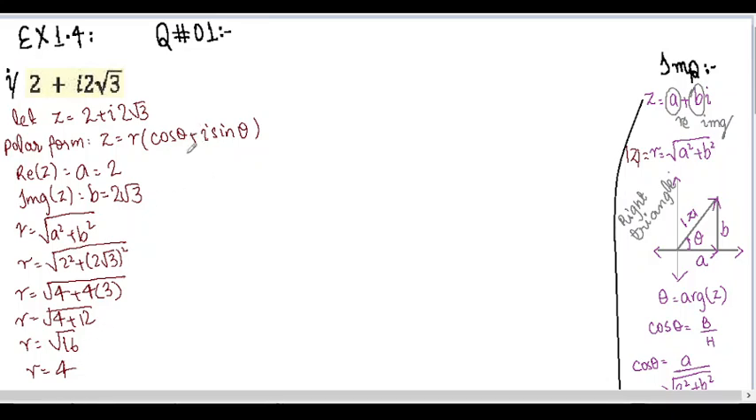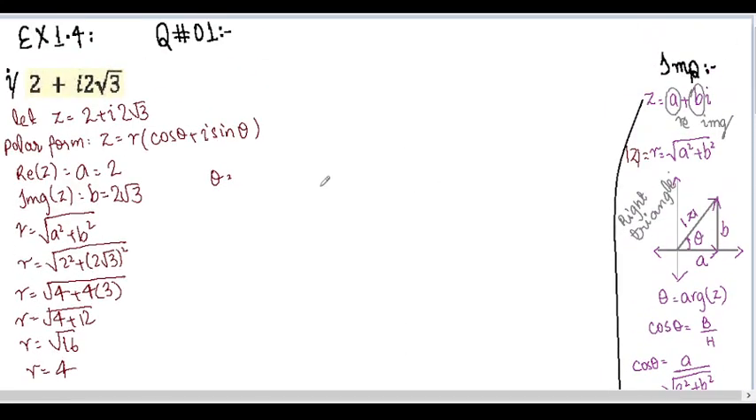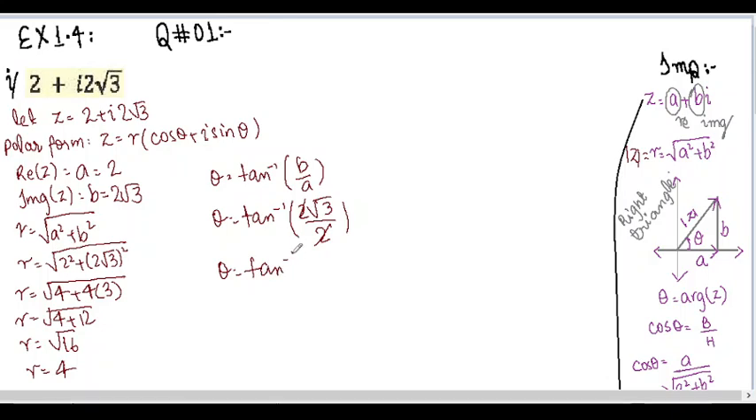Now we are going to find the value of theta. We have read it here, theta equals tan inverse of b by a, where b is the imaginary part and a is the real part. Theta equals tan inverse, what is the value of b? It is 2 square root of 3 and the value of a is 2. So we cancel them and we get theta equals tan inverse of square root 3, which we can find from the calculator, it is equal to pi by 3 radians.